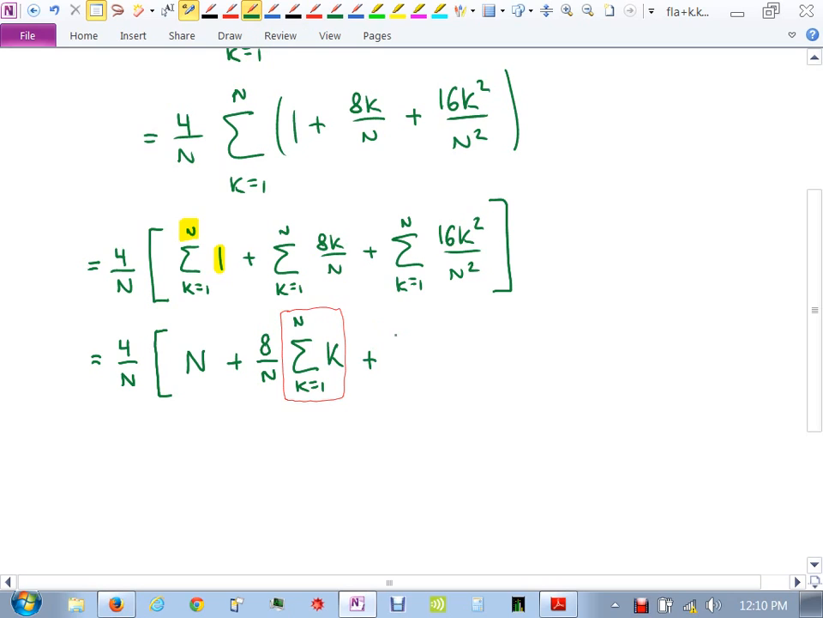Next one, what can I pull out? 16 over n squared, then I'm left with sum k equals 1 to n of k squared. And that again is also one of my special sums: n times n plus 1 times 2n plus 1 over 6. That's what it is.